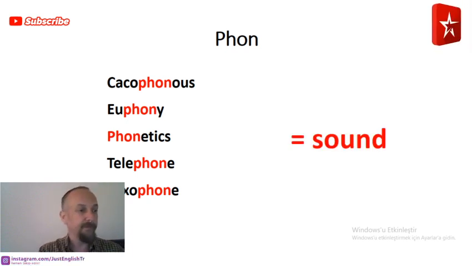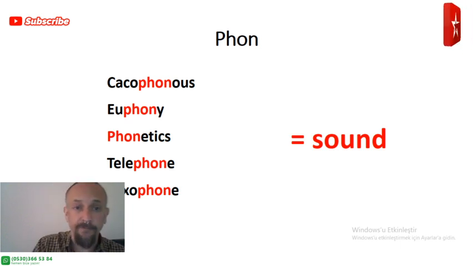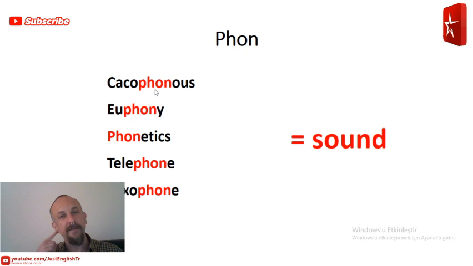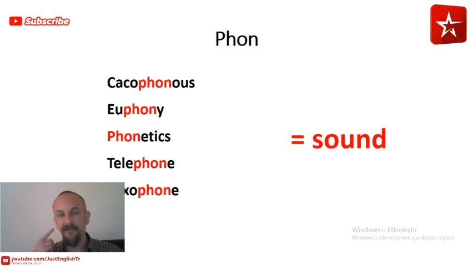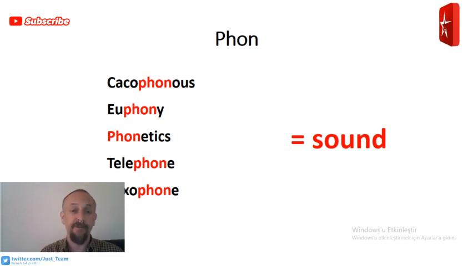So it means sound. A cacophonous sound is a sound which isn't very pleasant to the ear. For example, the sound of children. Some people like the sound of children, but I don't like the sound of children. It's a cacophony of sound. It's sound which I find very unpleasant to the ear. An adjective for that would be cacophonous.